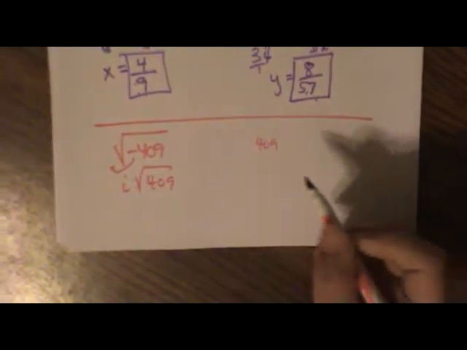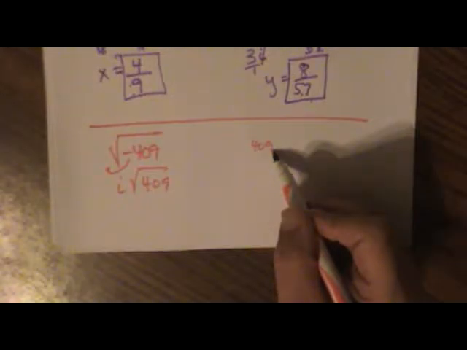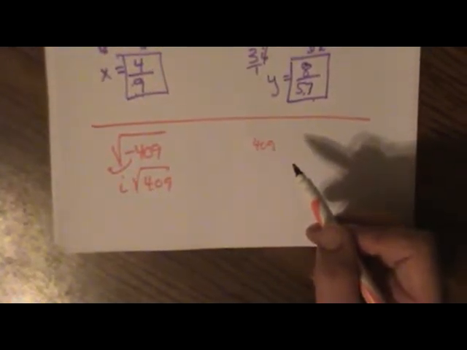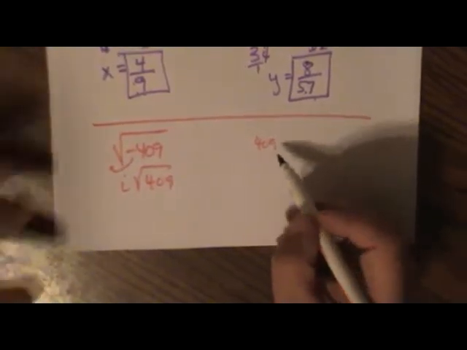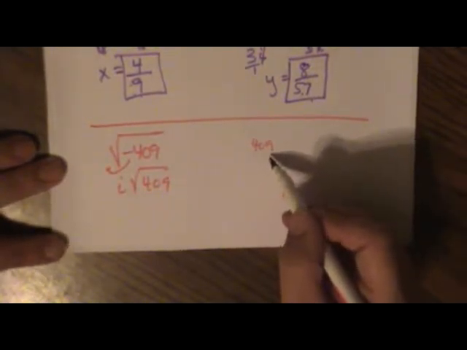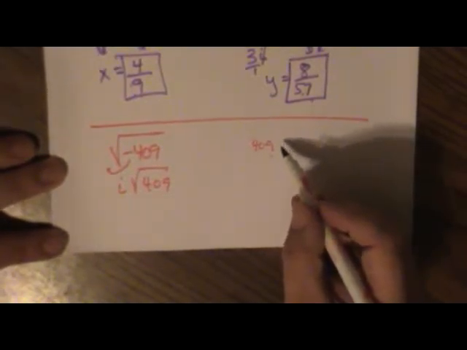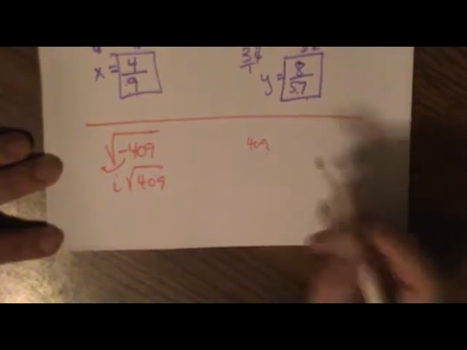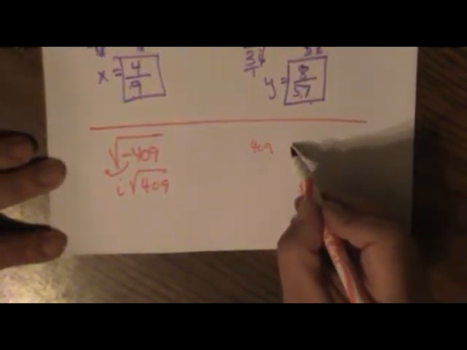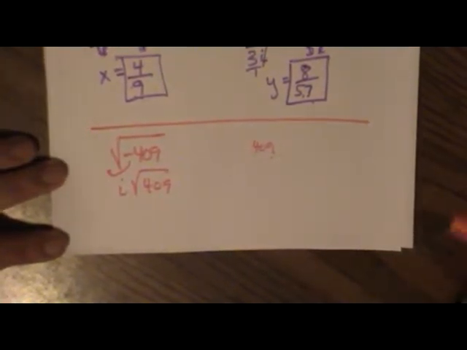So we could come over here. 2 won't go into it. 3 won't go into it. 4, no. 5, no. 6, no. 7, no. 8, no. 9 doesn't go into it either. 10. Well, 11 doesn't go into it. 12. 13 is another prime number. Doesn't go into it. 14. 17. Will 17 go into it?